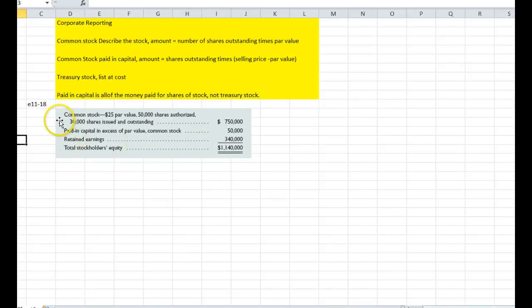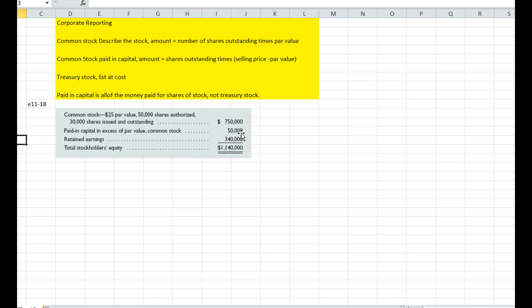So if you'll notice, when we have corporate recording, we list the type of stock we're trying to explain. We have some common stock, and we list the par value and the number of shares authorized, and it says 30,000 shares issued and outstanding. So if we take 30,000 shares times $25, we get $750,000 worth of common stock at par. Okay? So the common stock, the amount across from that is the number of shares outstanding times the par value. So $25 times 30,000 shares.